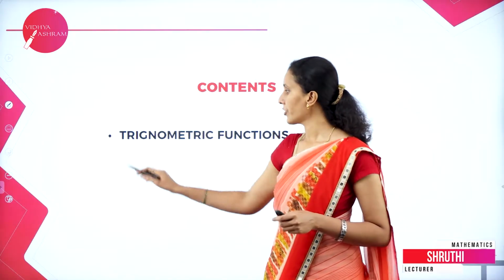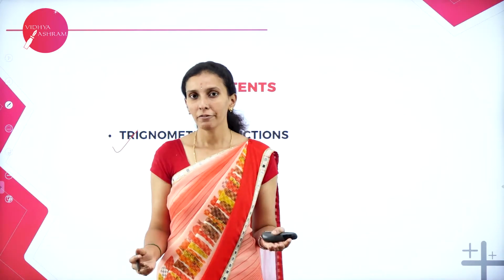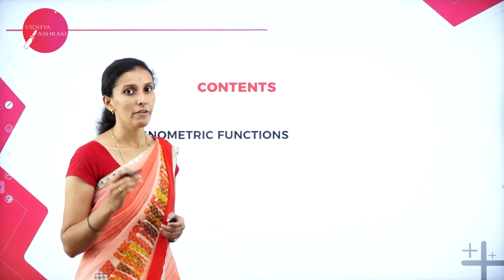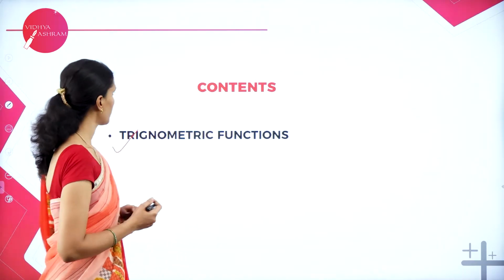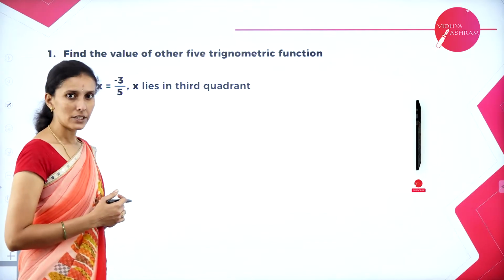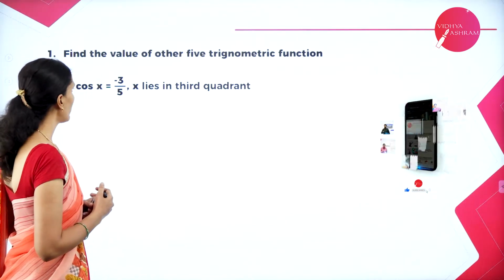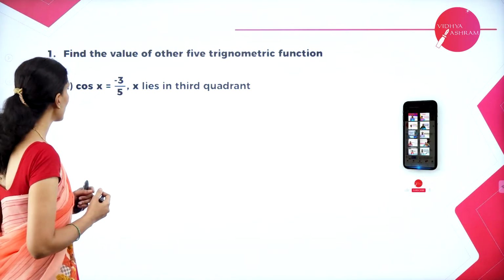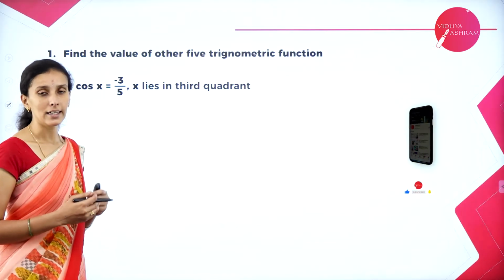In today's session, we will be learning all the trigonometric functions whenever any one value of a trigonometric ratio is given. So let's start finding the values of all the trigonometric functions. The very first question: find the value of the other 5 trigonometric functions. The first question is given: cos x is equal to minus 3 by 5, x lies in the third quadrant.